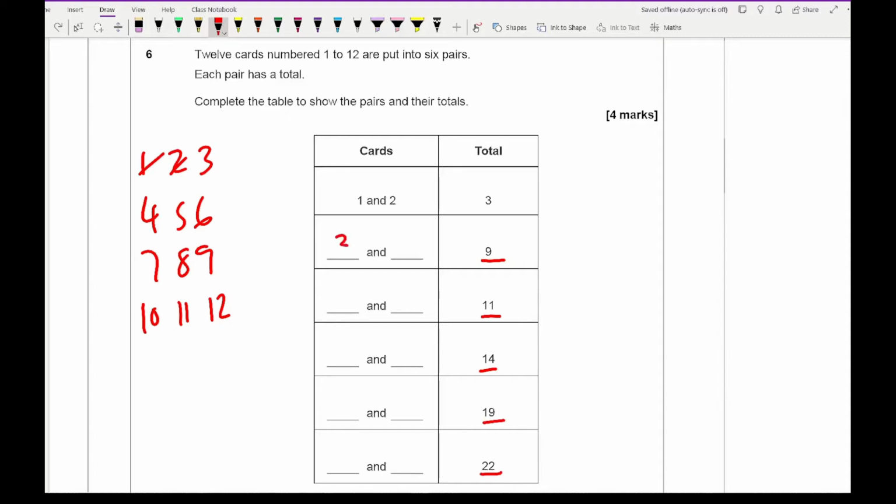So for 9 I can use 3 and 6, so that's 3 and 6 gone. To make 11 using the existing numbers, I could have 4 and 7. Then for 14 I can have 5 and 9. Then for 19 I can have 8 and 11. And then finally for 22 I can have 10 and 12. So any combinations where you're not duplicating the numbers will be absolutely fine for this question.